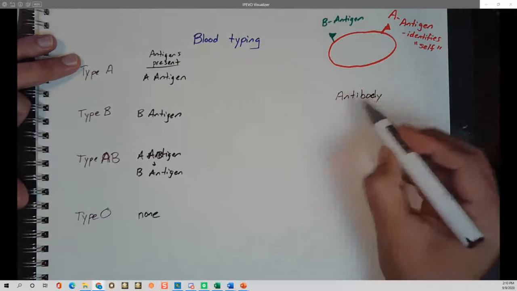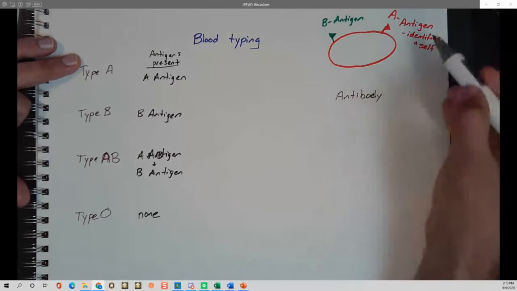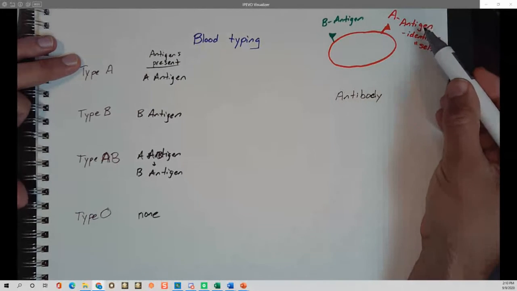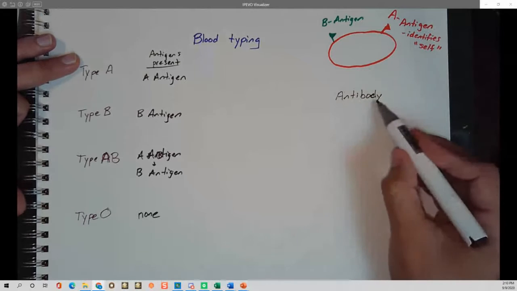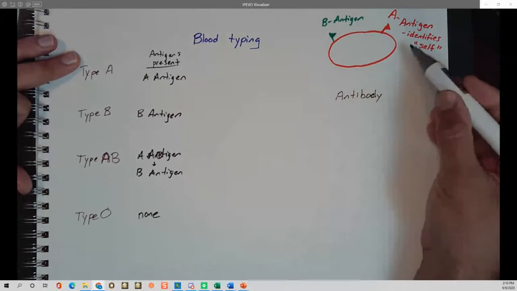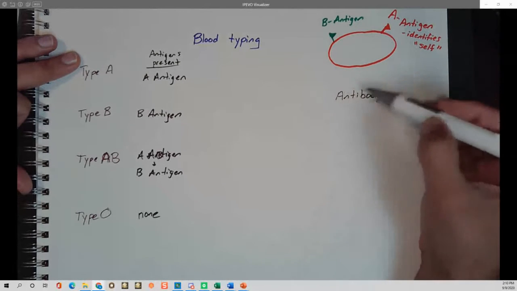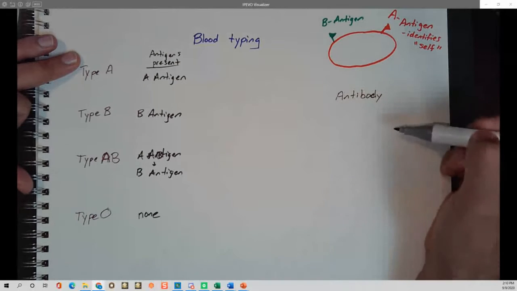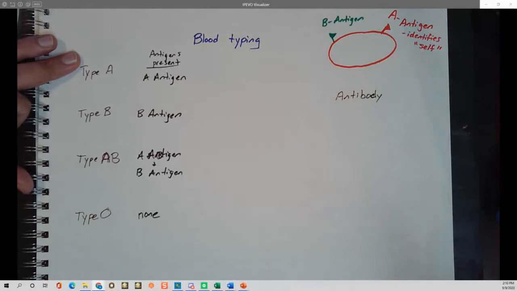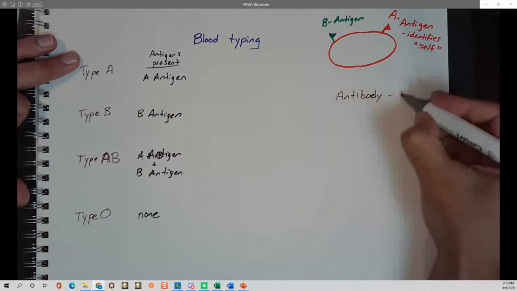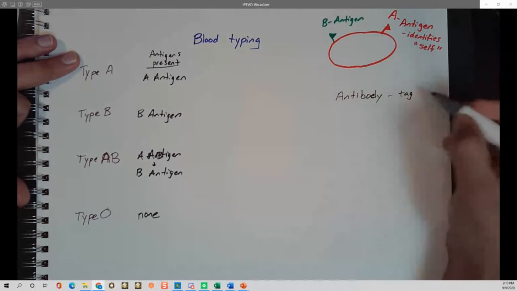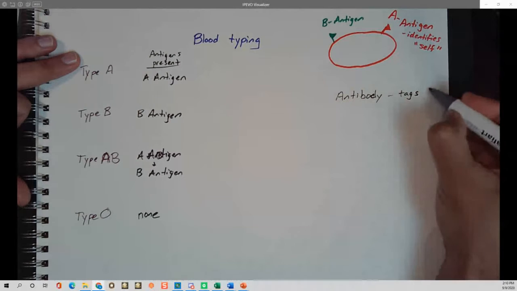These are called antibodies. Just because it starts with the word anti doesn't mean it's the same thing as an antigen. In fact, it's very different. Antibodies are going to tell our body, tell our immune system, to kill whatever has that antibody on it. It's a label, it's a tag. It's a tag or a label that tags for removal.